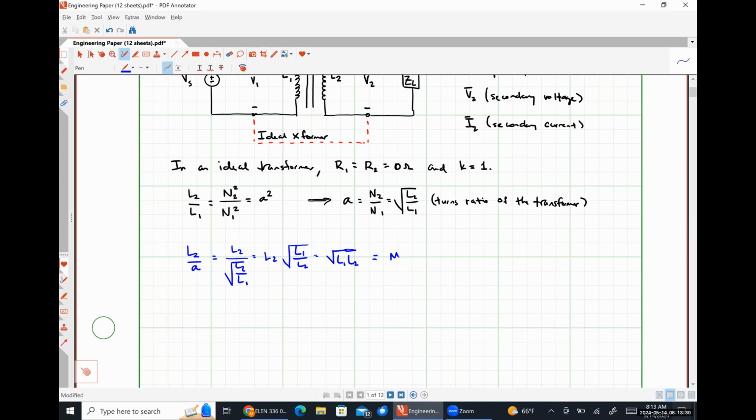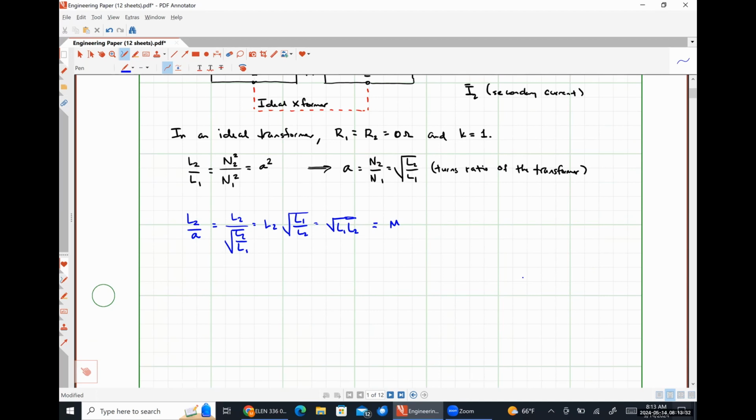Another thing that we can look at is that A squared times L1 would just be L2 over L1 times L1, which just comes out to be L2, so that whenever we see L2, we can just replace it by A squared times L1.